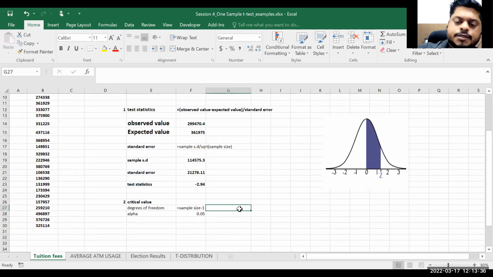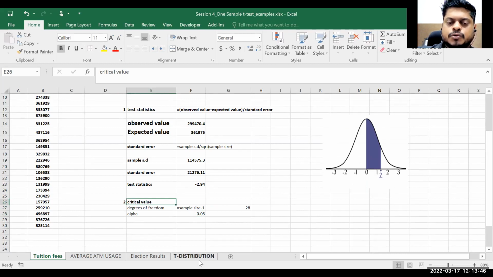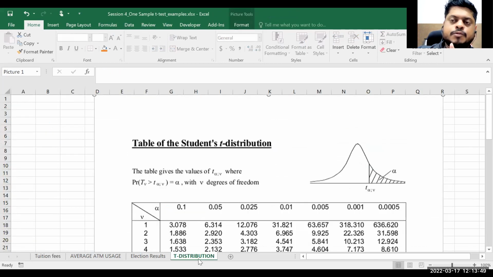So what will be my degrees of freedom? 29 minus 1, 28. Alpha is 0.05, right? So for the critical value, you do not have to calculate anything. Just go to the distribution. The only thing is that you have to know which distribution to go to. In your exam, all the information will be given.